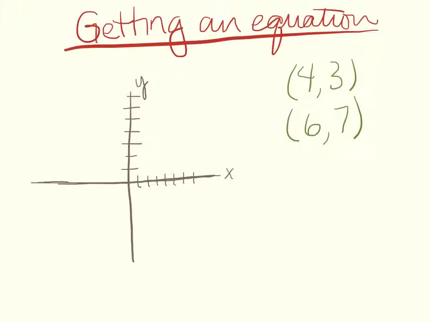Okay, so this is going to be an explanation of how to get an equation when you're given 2 points. There's 2 ways to do this. The first way I'm going to show you is by graphing, and for lots of people, this is an easier way. So the first thing I'm going to do is graph these 2 points.